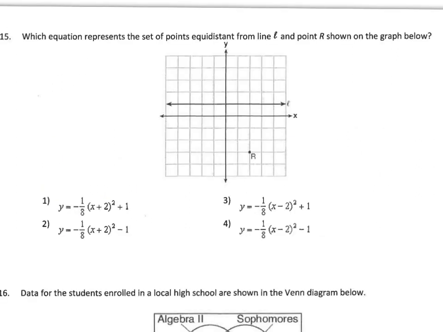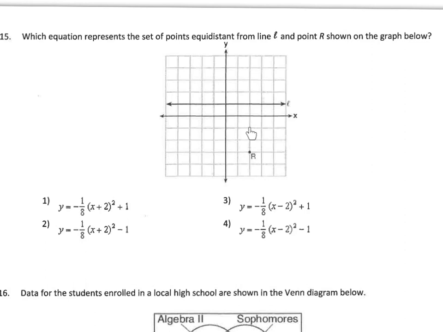Number 15 is another parabola question, because we know a parabola is a set of points that's equidistant, which means an equal distance from a line and a point, and that's what they're giving us. They're giving us a line, they're giving us a point, and they want us to find the set of points that's equidistant. So, first thing I'm going to do is, if this is representing the directrix, and then this would be representing the focus. So the vertex is halfway in between them.